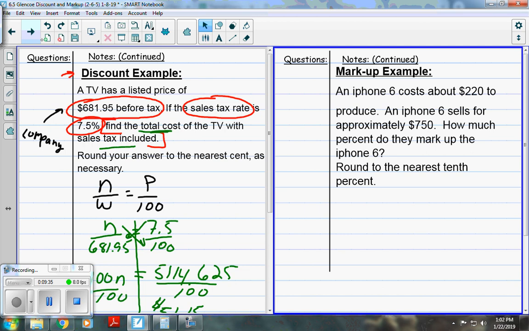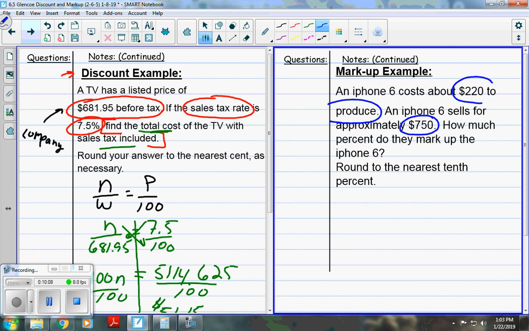Okay, so now we're going into our markup, and this is actually what stores do. Remember when Apple makes their iPhone, it does not cost them $750 to make their iPhone. It actually is extra money for all that. So in all honesty, this is not the easiest problem. I've kind of hidden a part into this problem. So the whole amount that this company actually uses, the cost to make it, is $220. That's all Apple costs to make it. And again, I'm picking on Apple, but this would be the same for Samsung and other companies. They sell it for $750.